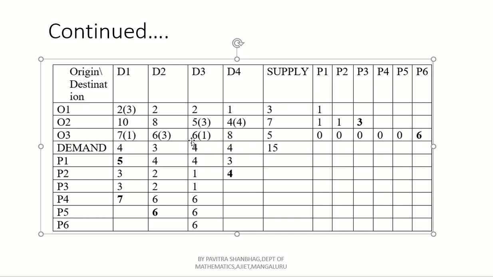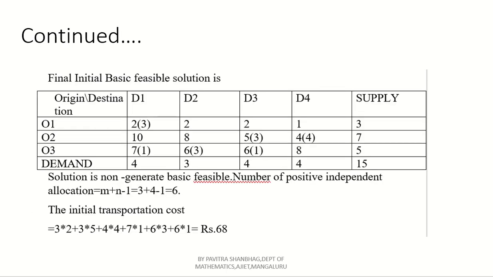For the element 6 we have to assign the demand. What remains here? 1. Here also 1 remains, right? So assign here. So complete column 3 also vanished. So here our procedure finished, because there is no demand or supply left for allocation of the row or column, right? Now final initial basic feasible solution is what? You have to write the origin 1, origin 2, origin 3 from the destination 1 2 3 4, whatever we have allocated, that we have to write properly.